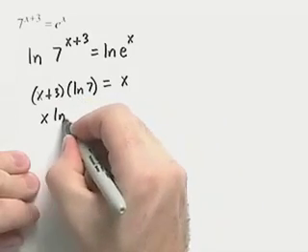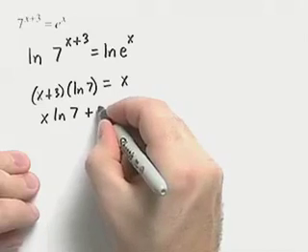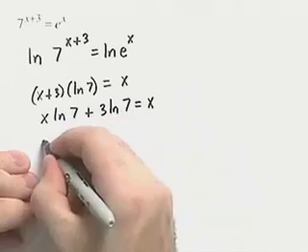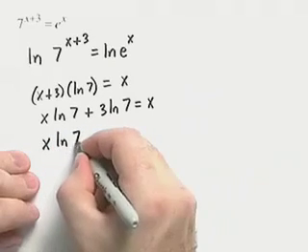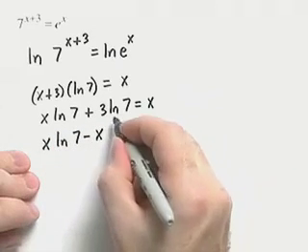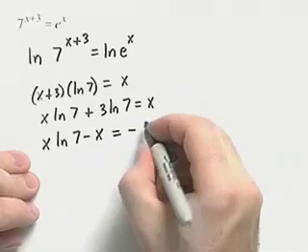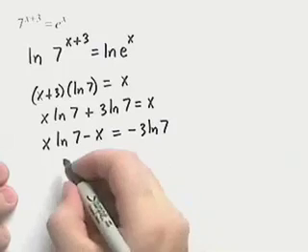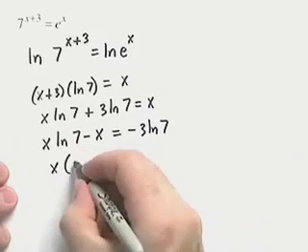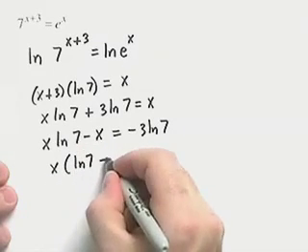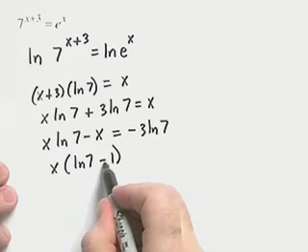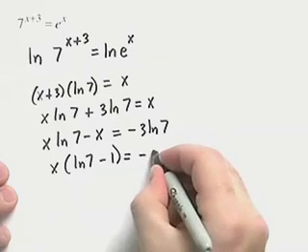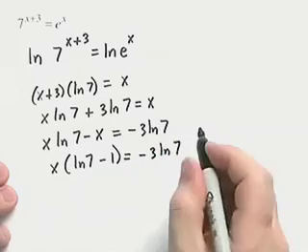Now we're going to try to isolate the x terms together, so we need to distribute. We'll get x times the natural log of 7 plus 3 times the natural log of 7 equals x. We're bringing this x over: x times the natural log of 7 minus x. And then we're going to bring 3 natural log of 7 to the other side, so we'll have minus 3 natural log of 7 on the right. Factor out an x. We'll have x times the natural log of 7 minus 1. Note that it's not 7 minus 1, it's the natural log of 7 minus 1. So this is separate. Equals negative 3 times the natural log of 7.